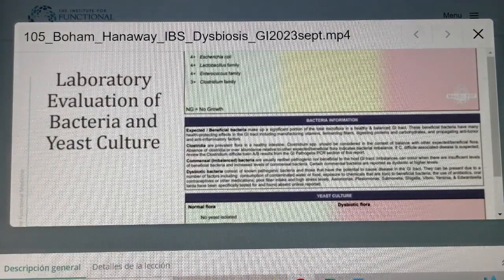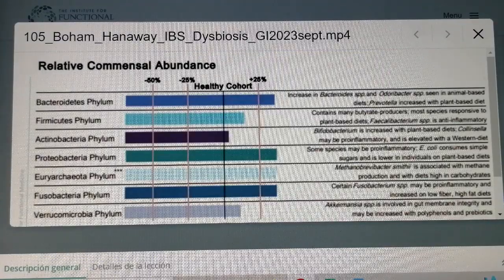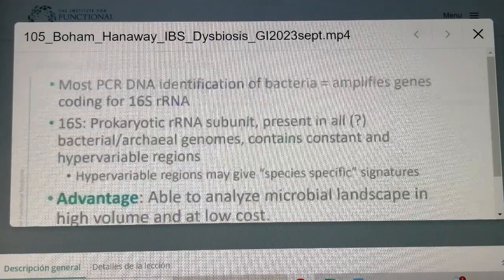Here's another example of it, an example of the way in which they can represent the abundance based upon PCR testing, looking at the different phyla that are there. That's going to give us a picture of what's happening in this example we see here. Looks like there's more of an excess going on. We see excesses of many of the different phyla that are there.